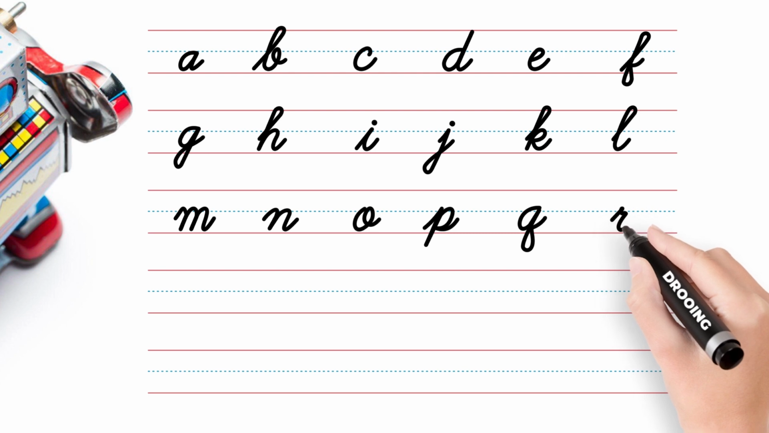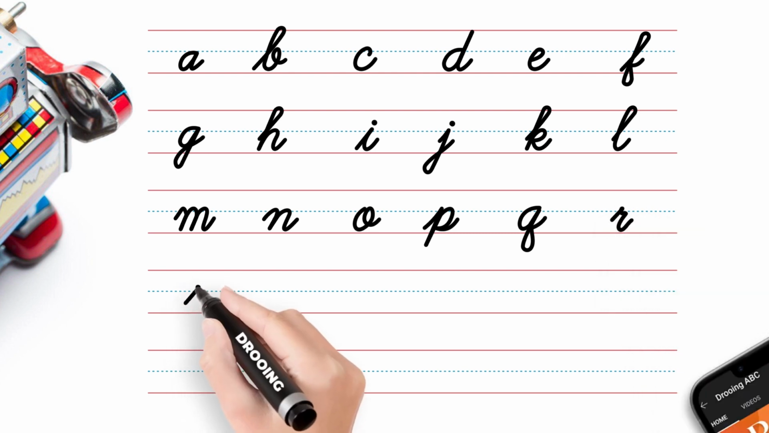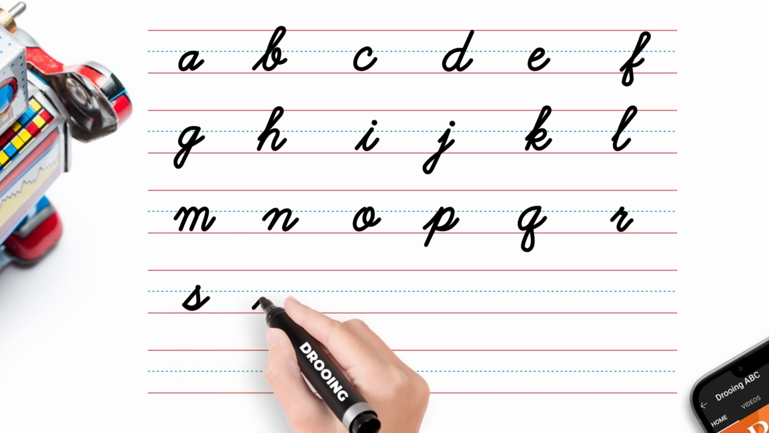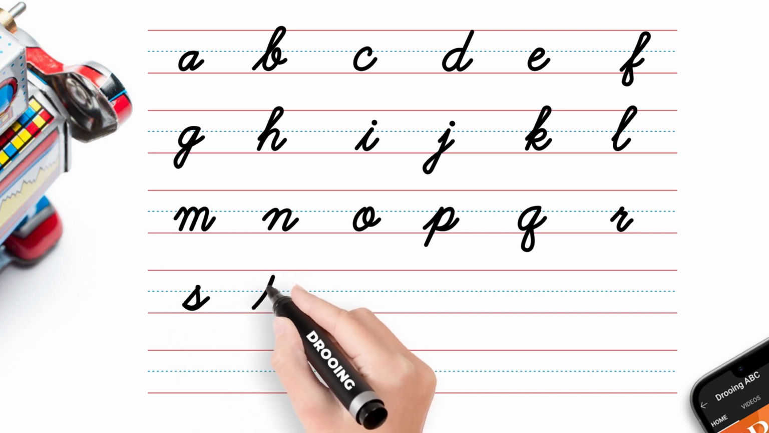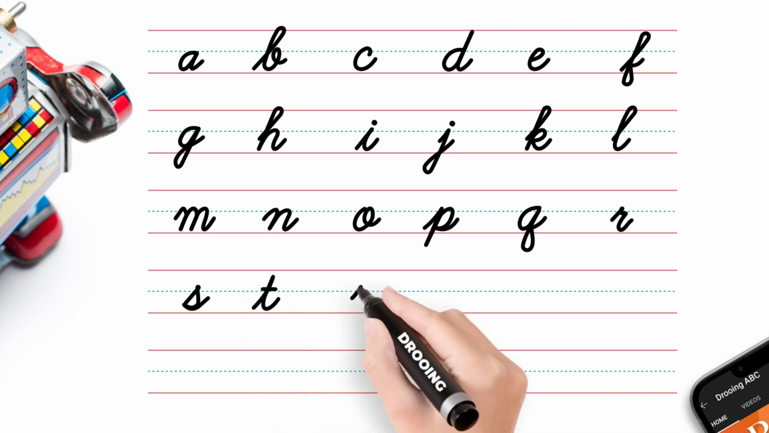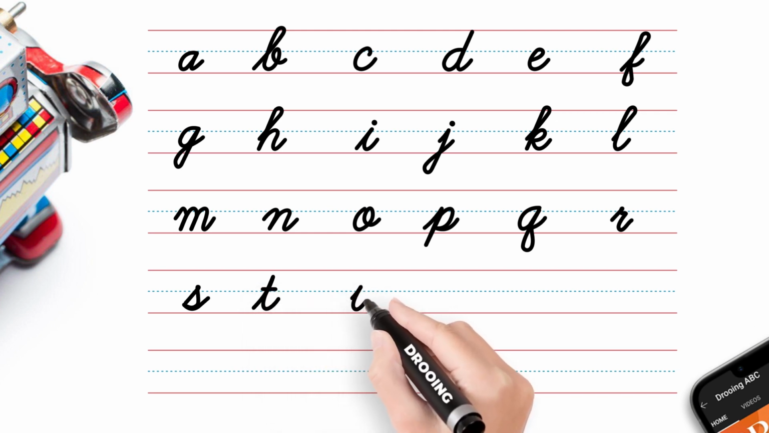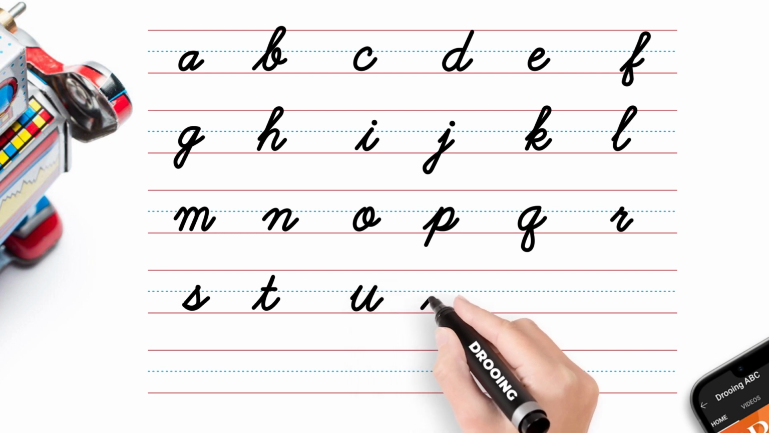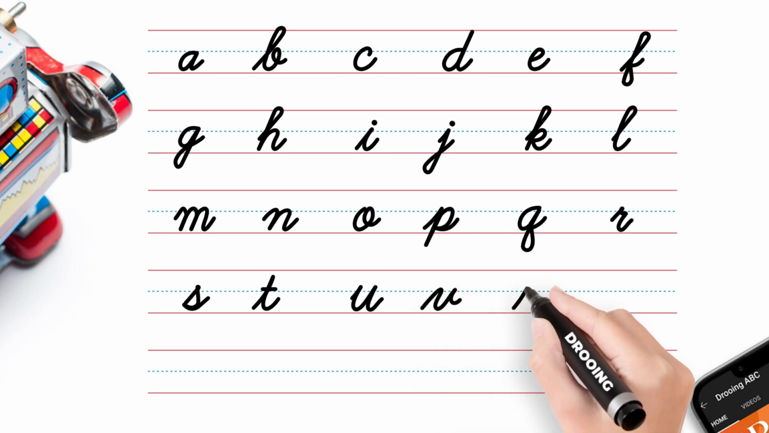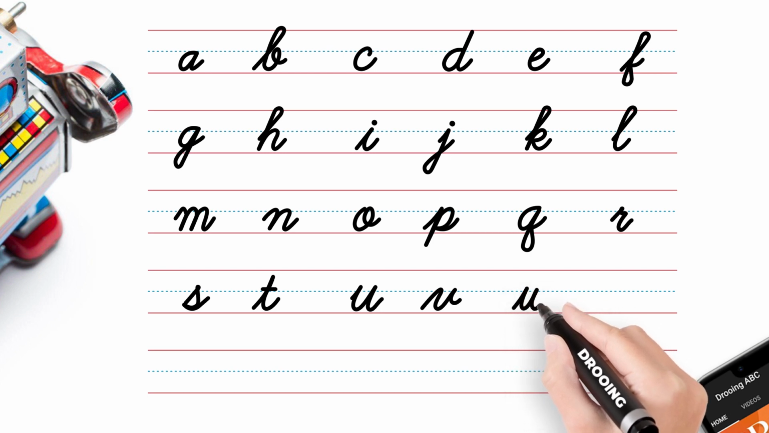R. R for rat. S. S for sun. T. T for teeth. U. U for uniform. V. V for vegetable. W. W for water.